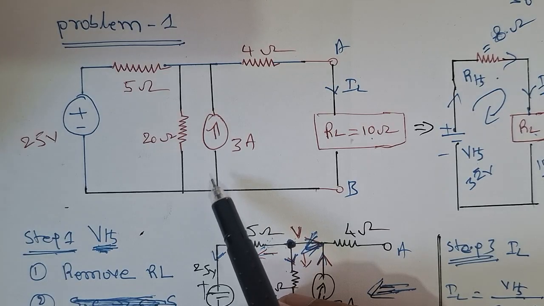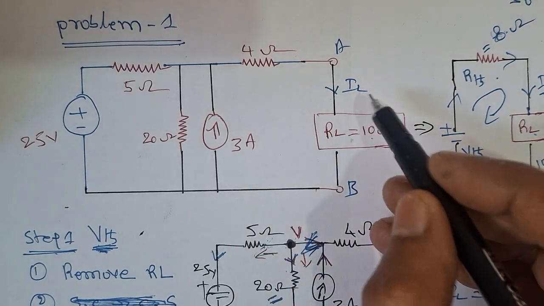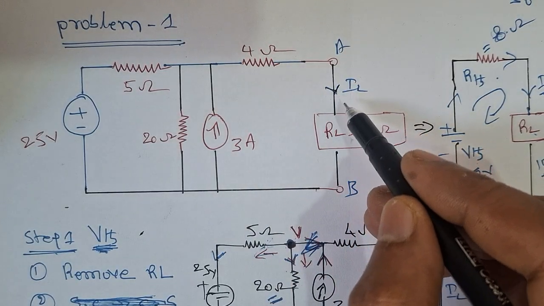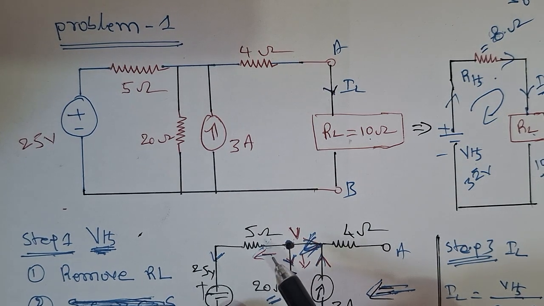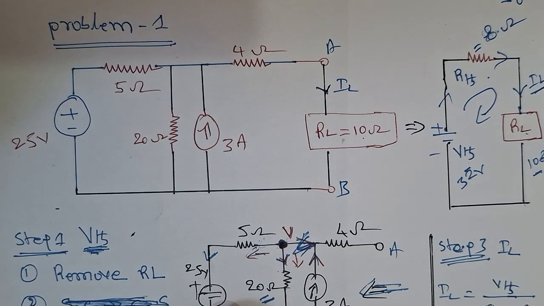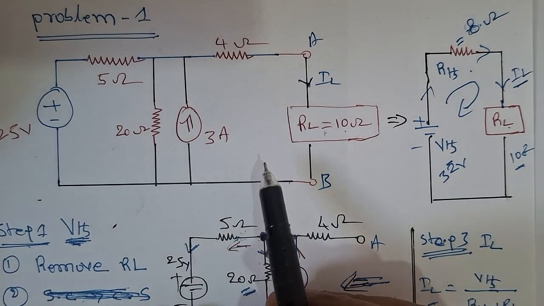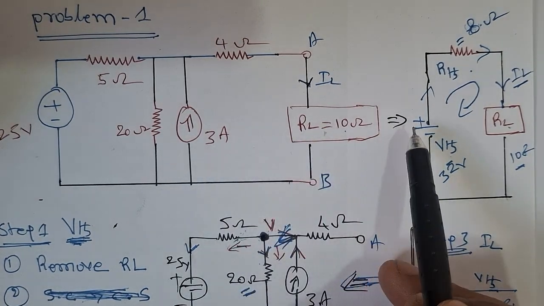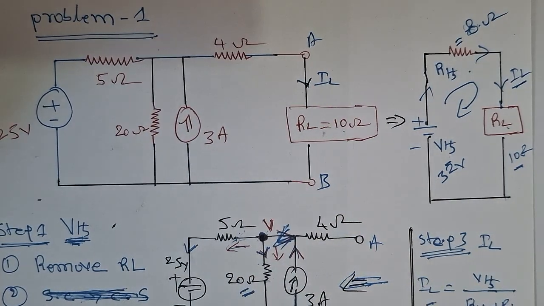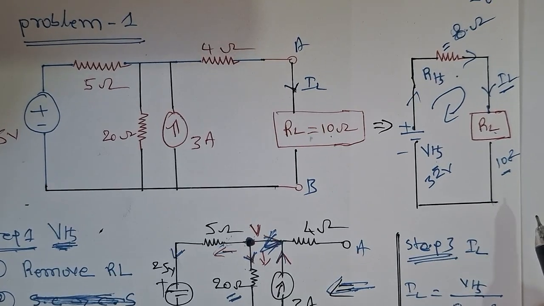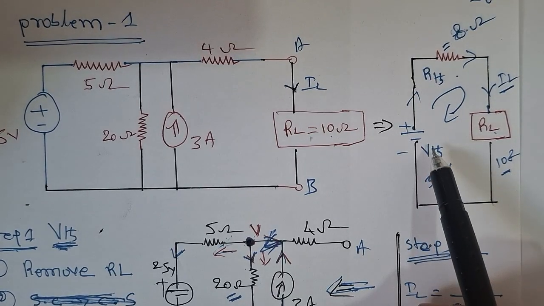So the question here is you have to find how much load current is flowing through the load by using Thevenin's theorem. Okay. As I explained already, you have to first find Thevenin's equivalent circuit diagram. So for this circuit diagram, you have to find Thevenin's equivalent circuit diagram.